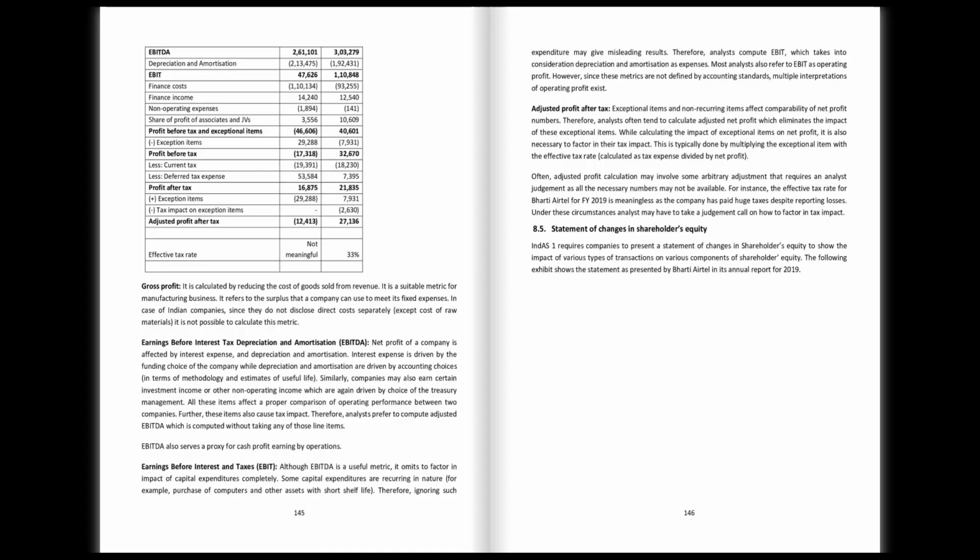Adjusted profit after tax. Exceptional items and non-recurring items affect comparability of net profit numbers. Therefore, analysts often tend to calculate adjusted net profit, which eliminates the impact of these exceptional items. While calculating the impact of exceptional items on net profit, it is also necessary to factor in their tax impact. This is typically done by multiplying the exceptional item with the effective tax rate, calculated as tax expense divided by net profit. Often, adjusted profit calculation may involve some arbitrary adjustment that requires an analyst's judgment, as all the necessary numbers may not be available.